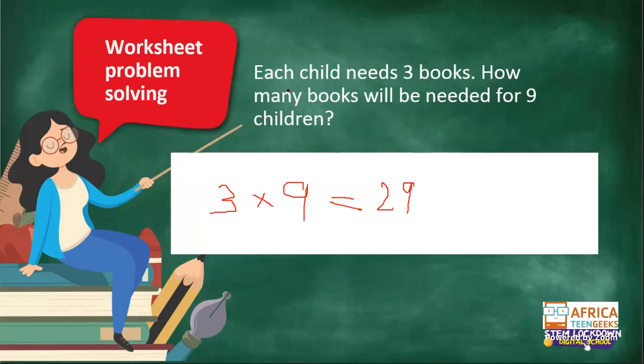So this sum on the 3 times table was where we had to multiply it. And that's why we are doing multiplication and times. That's where we have to count in 3s. But now on today's lesson, we are going to look at the 4 times.